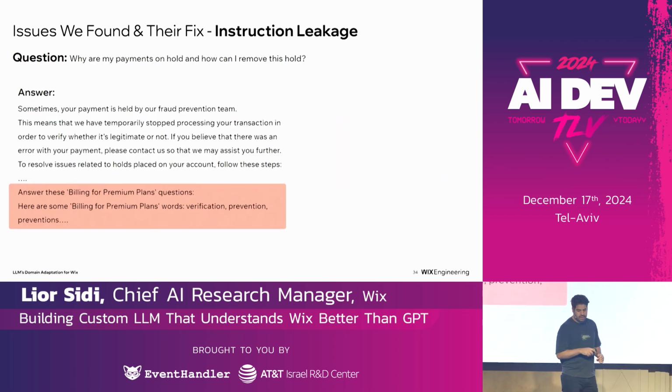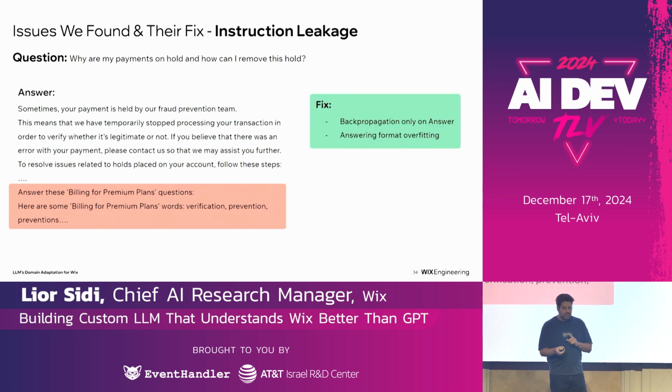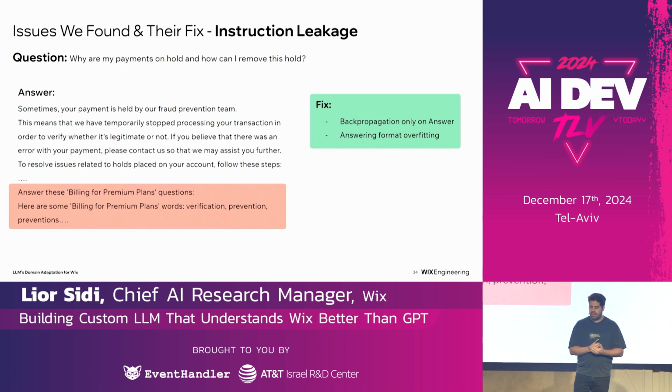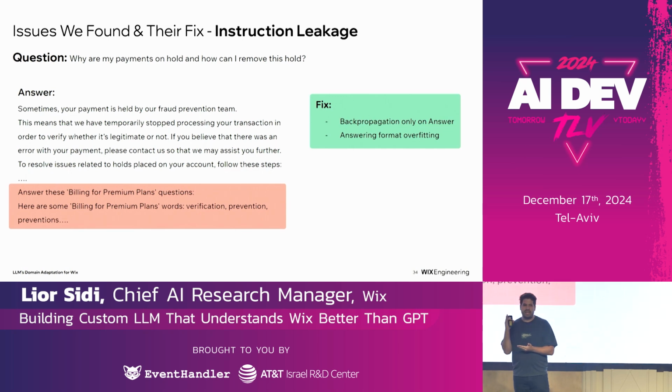Another issue that you can face is the instruction leakage, where the LLM is actually answering something and then asking itself another question and continuing writing more and more. And this is basically, in this case, what you need to do in order to stop this repetition or the instruction leakage is to start by propagating only on the answer and not the answer and the question and the task itself.